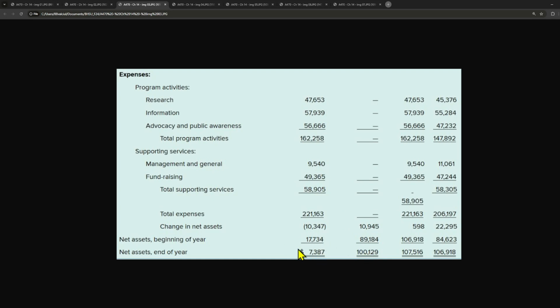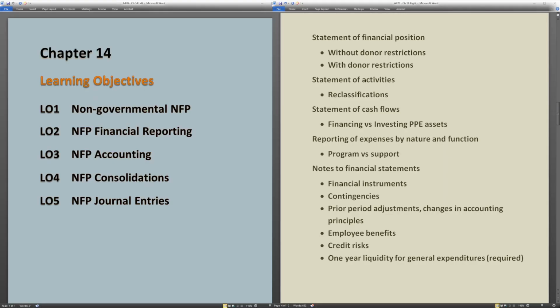Even though their current funds used for running things have been kept to a minimum, their donations with restrictions have gone up by 10,000. So let's take a look at the statement of cash flows. The one thing that I want to point out here is we're going to talk a little bit about plant, property, and equipment or long-term assets. And there is a little bit of difference between how we classify them in financing versus investing. So let's go ahead and take a look at that.